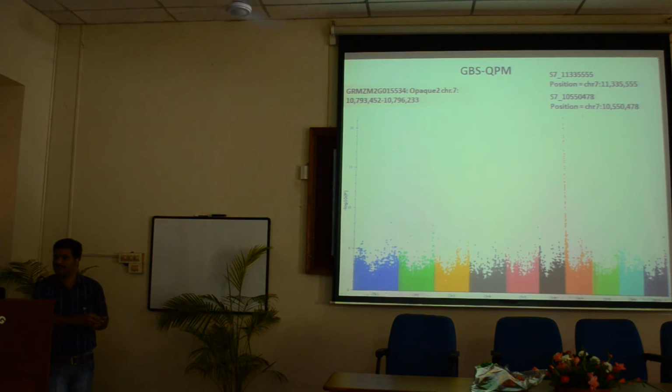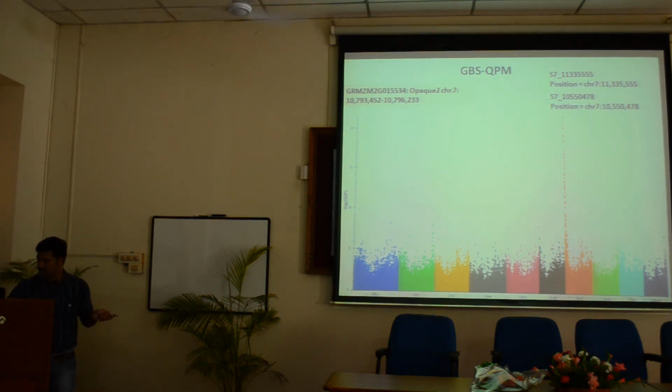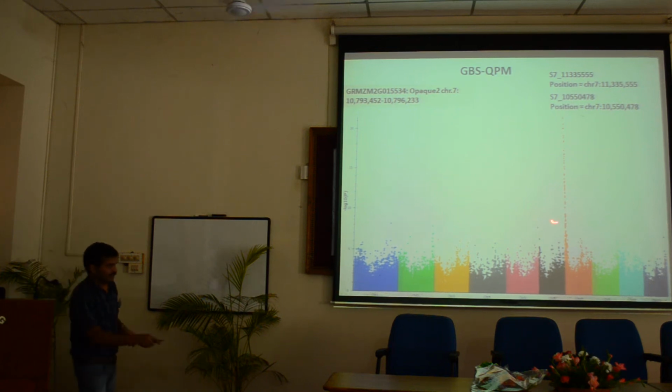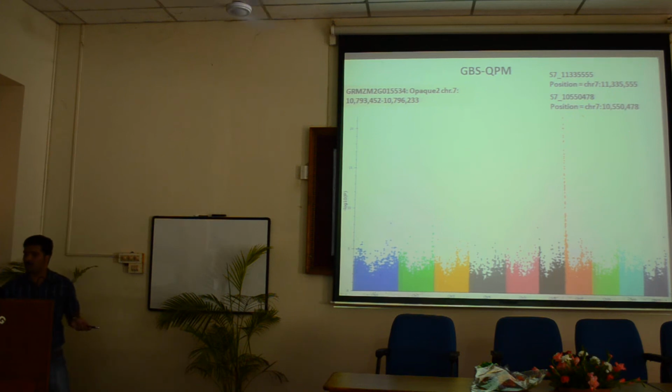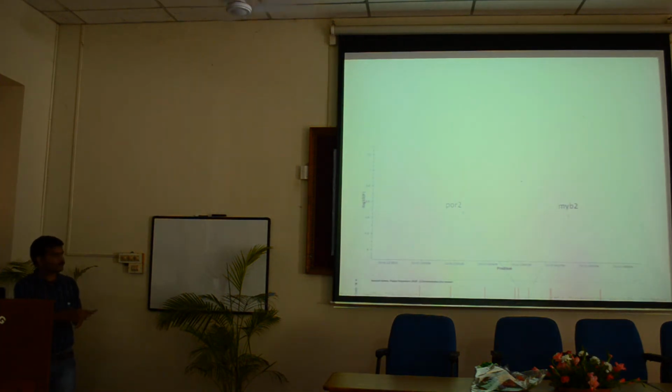But what we were more interested in is, other than Opaque2, what other genes may be involved in lysine. So we were looking at these small peaks also. I'm sorry, I think you are not able to see that, but there are also peaks here, right? So we were just looking at what these peaks mean.